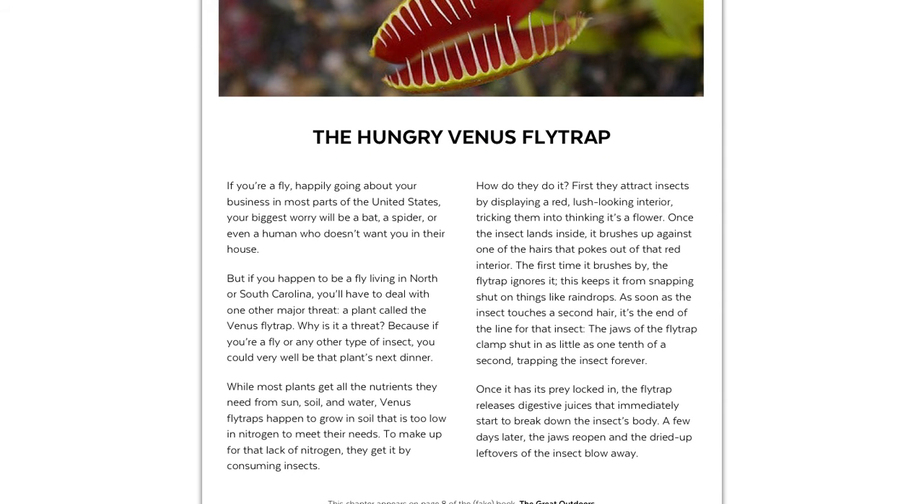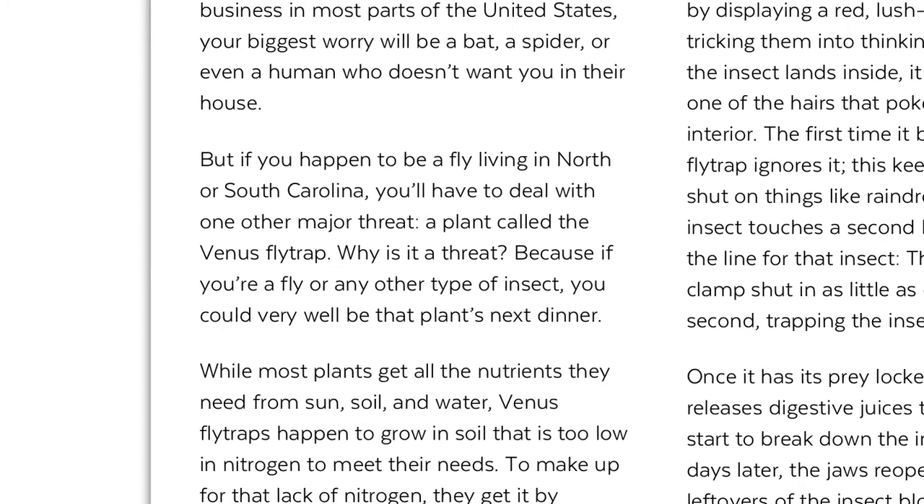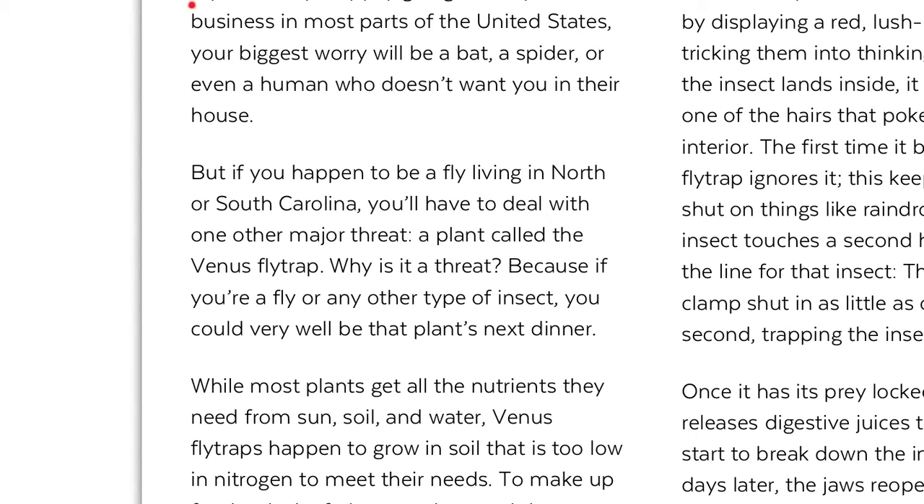The Hungry Venus Flytrap. If you're a fly happily going about your business in most parts of the United States, your biggest worry will be a bat, a spider, or even a human who doesn't want you in their house. But if you happen to be a fly living in North or South Carolina, you'll have to deal with one other major threat, a plant called the Venus flytrap. Why is it a threat? Because if you're a fly or any other type of insect, you could very well be that plant's next dinner.